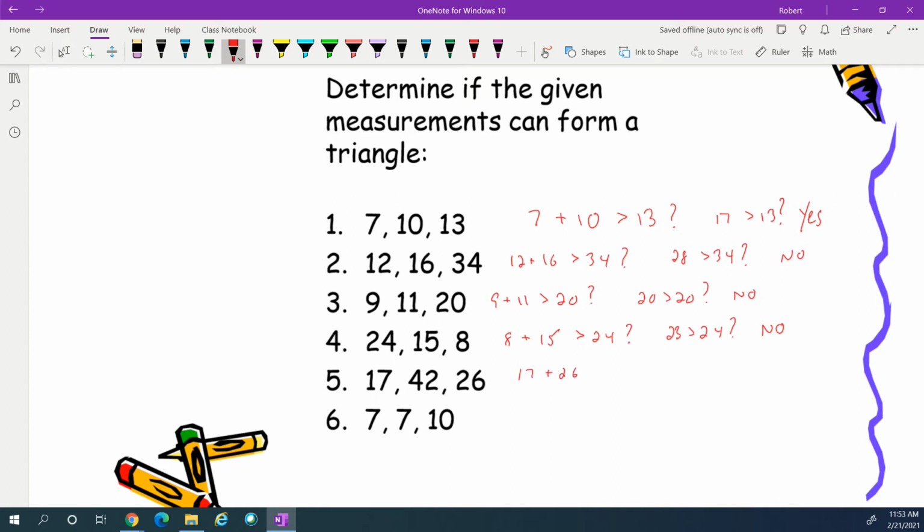17 plus 26, is that greater than 42? Well, 17 plus 26 is 43. So that's a yes. It does form a triangle. And 7 plus 7 greater than 10? 14 is greater than 10. So yes. Again, the sum of the two smaller sides must be greater than the third side. If that's true, we form a triangle.